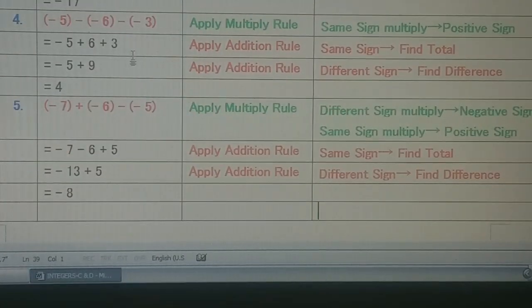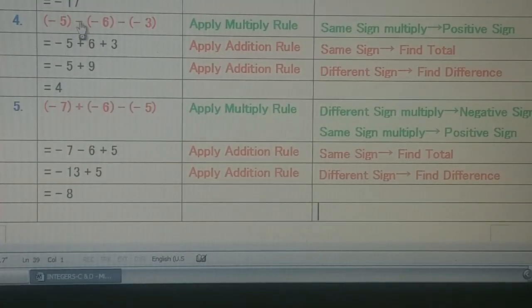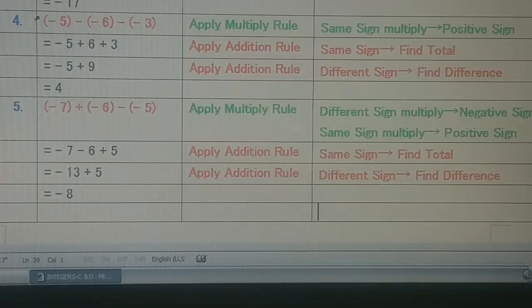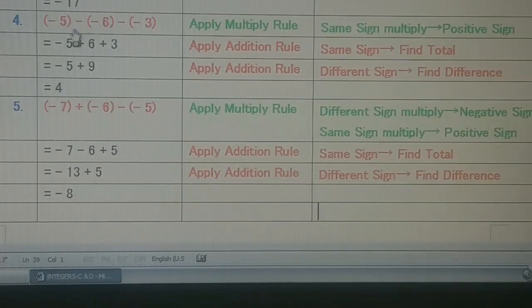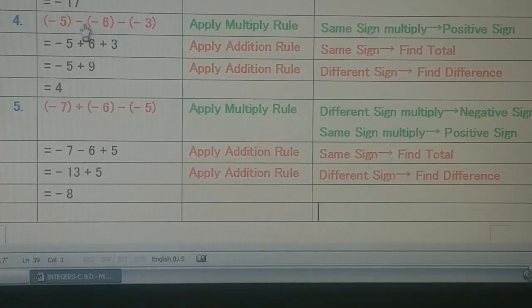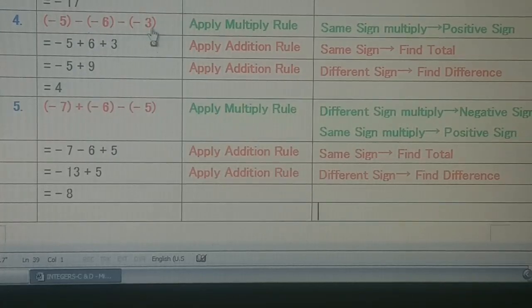In the fourth example, we see minus 5, minus 6, minus 3. Between 5 and 6, there are two signs, minus and minus. Between 6 and 3, again there are two signs, that is minus and minus. Now, as we have learned, between two numbers, only a single sign should be there. Two signs are not allowed, only one sign is allowed.